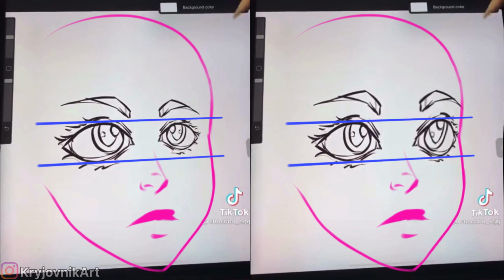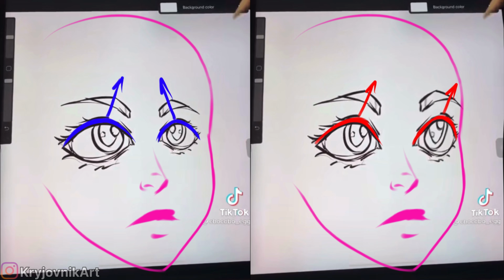Draw these parallel lines to make sure the width of the eye is correct, and then only change the length. And the eyelids should be curving in one direction, and here they're curving in different directions, so it looks like the character is cross-eyed.